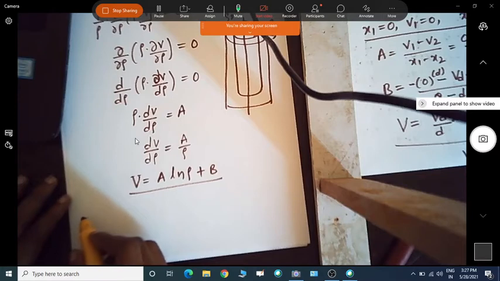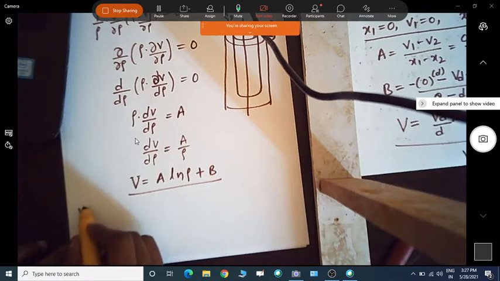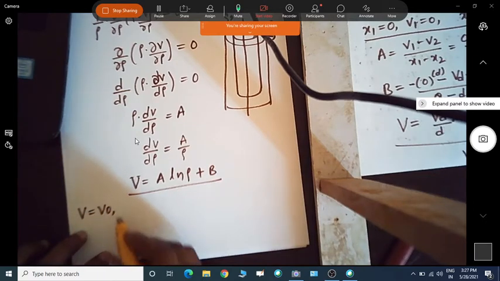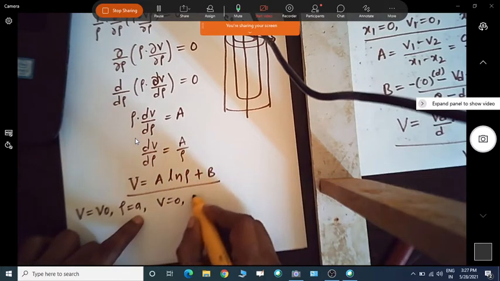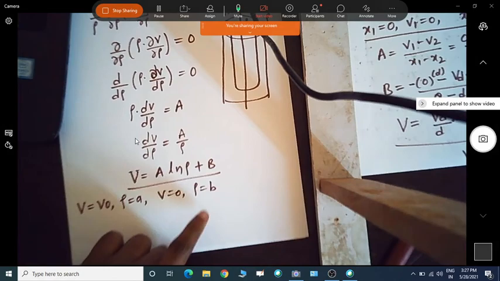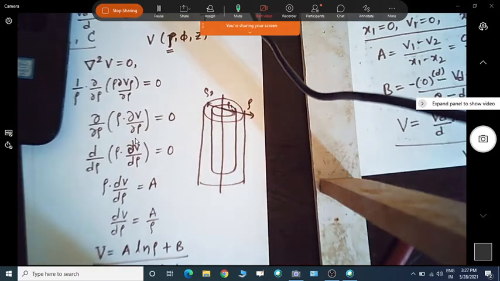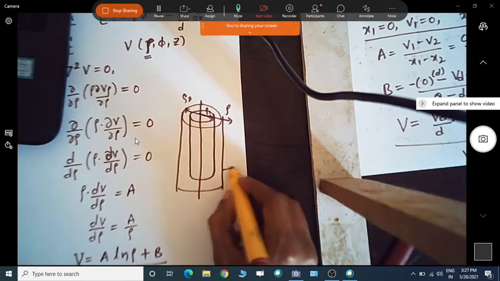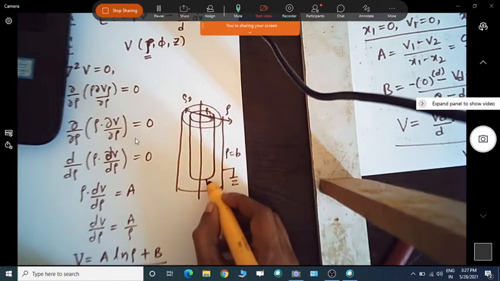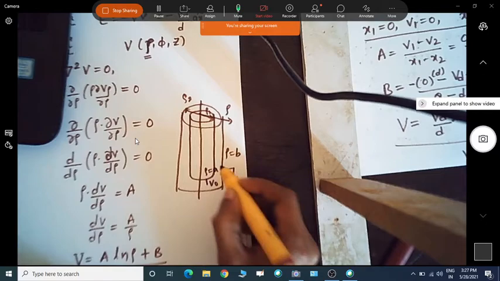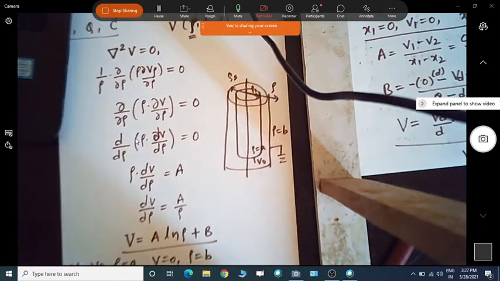Now we will take some general boundary conditions. Say for example, V equal to V naught whenever rho equal to a, some radius, and V equal to 0 for some other value of rho, that is b. Let us take rho 1 equal to b and rho 2 equal to a. So we can have the ground, that is V equal to 0 when rho equal to b, and V naught at rho equal to a. This is the general problem, or general boundary conditions.